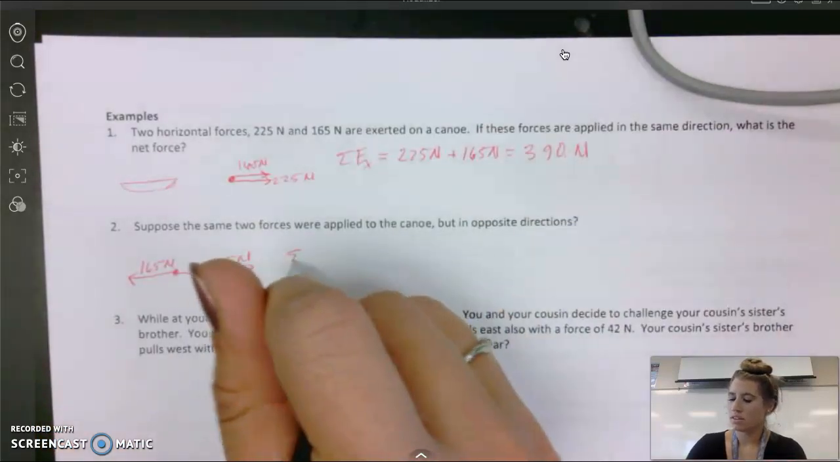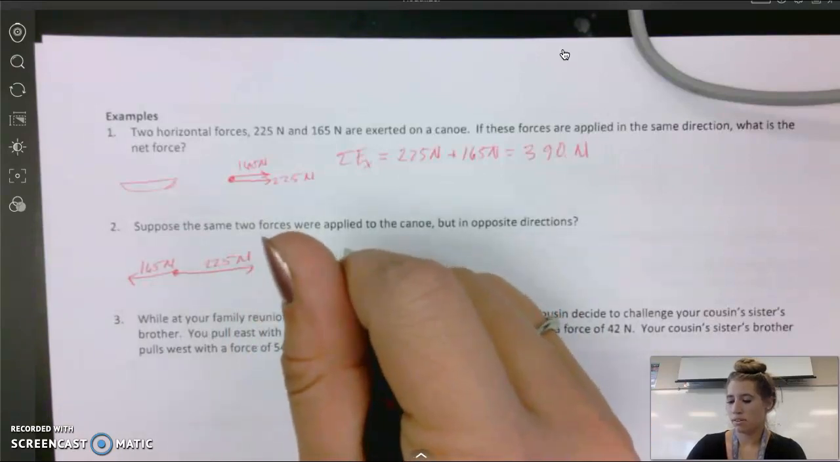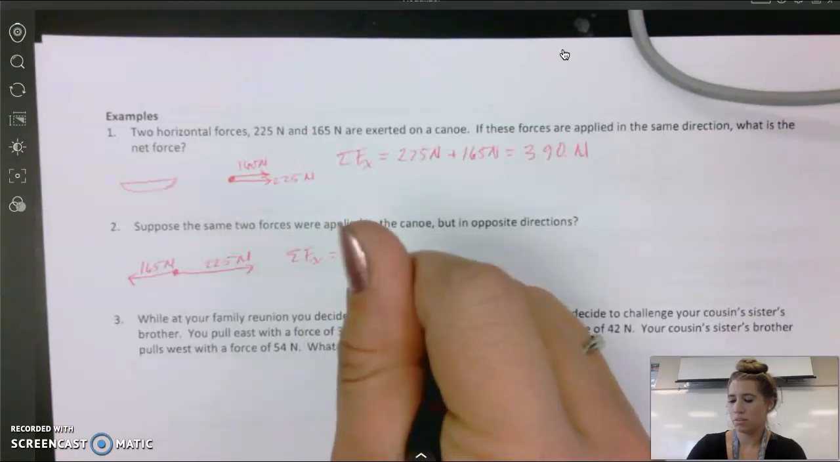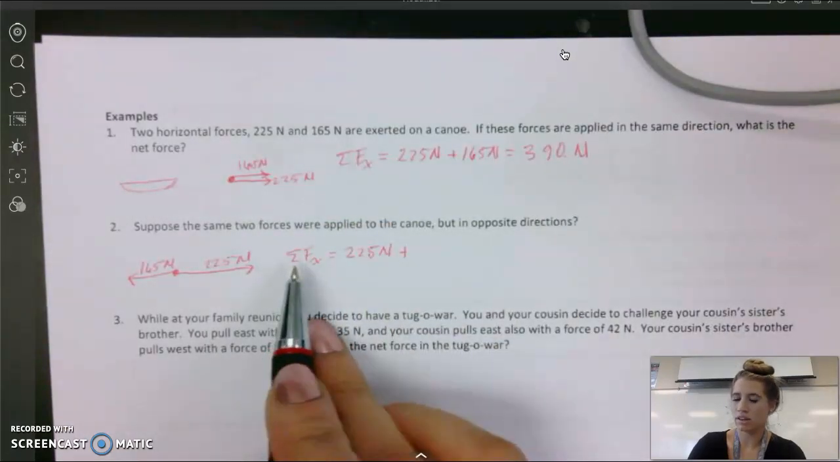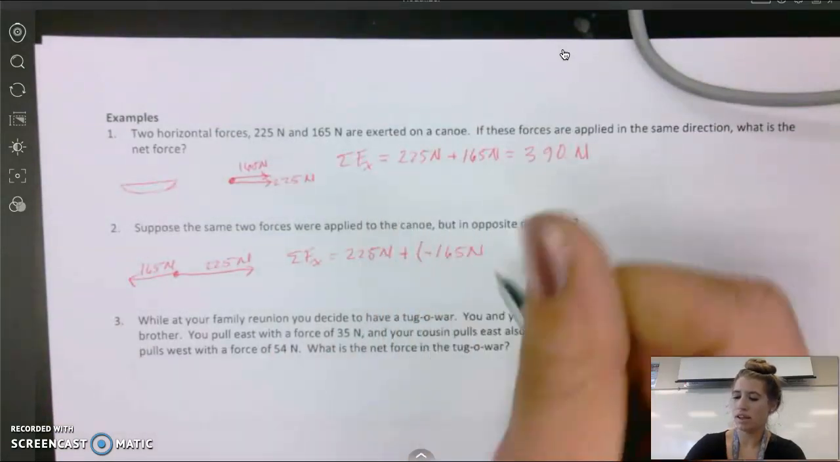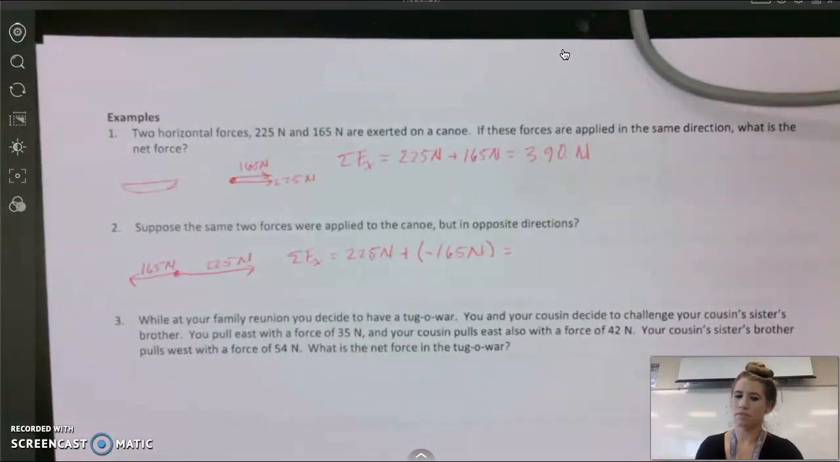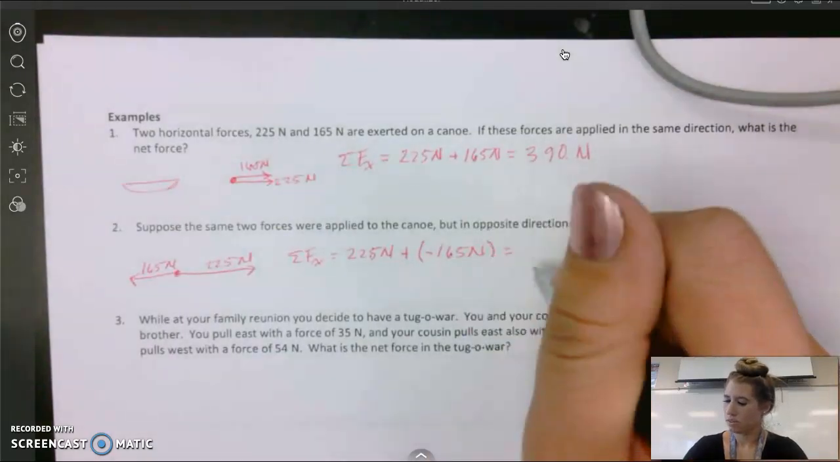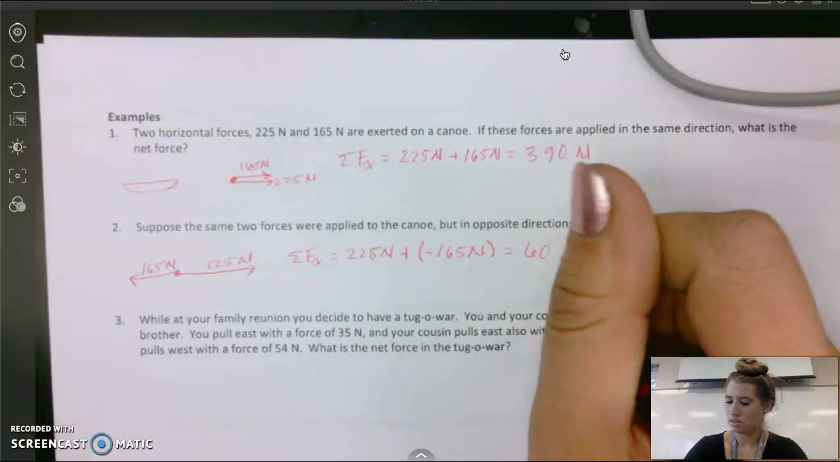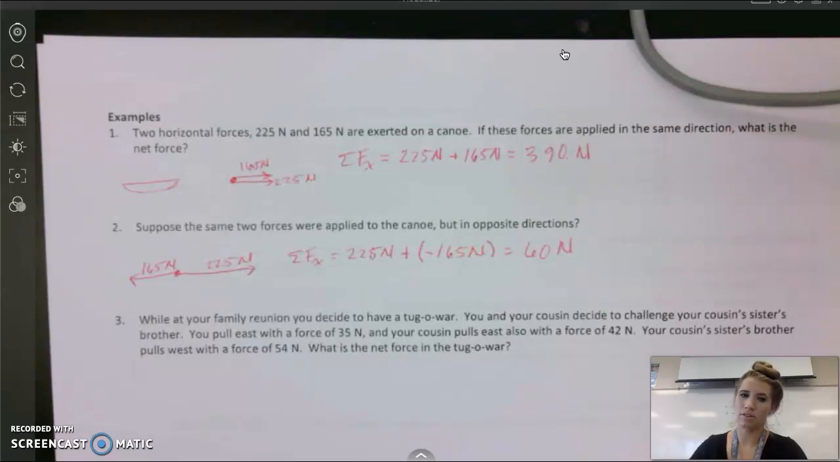Okay. Sum of my forces in the x direction will be my positive 225 newtons plus, because this is sum, so we're adding them all together, plus my negative 165 newtons, and it's negative because it's a vector and it's in the negative x direction. So 225 minus 165, that gives us 60 newtons in the positive x direction.